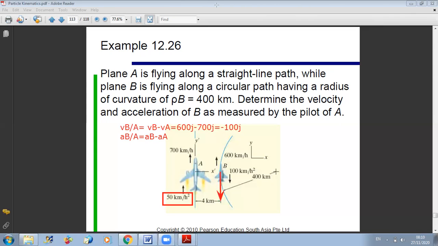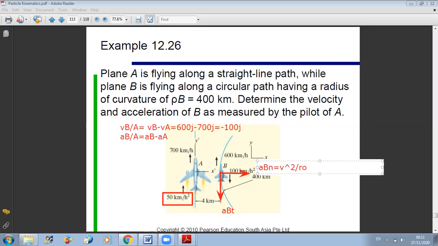Deceleration, because tangential acceleration is opposite to the velocity. And you have AB normal like this. Okay, so it's AB. Here you have AB tangential, and this is AB normal. How to find AB normal? We apply the formula. The formula for AB normal is V squared over the radius of curvature rho.